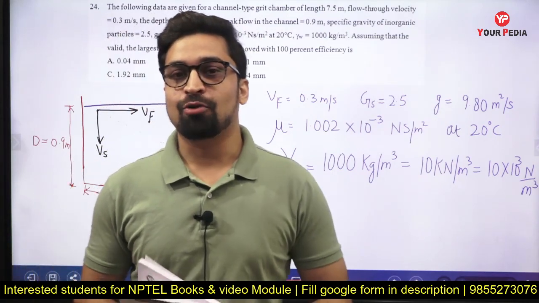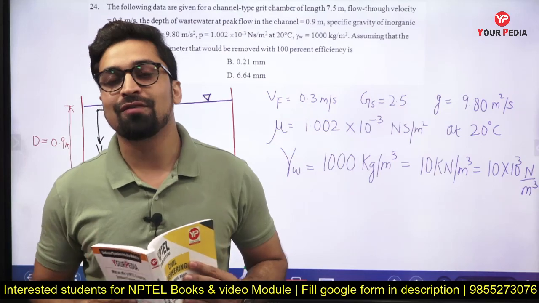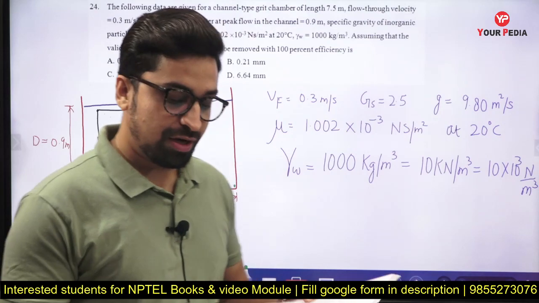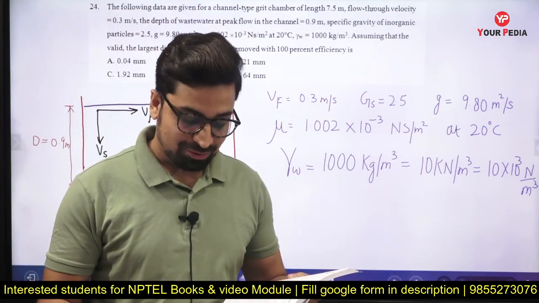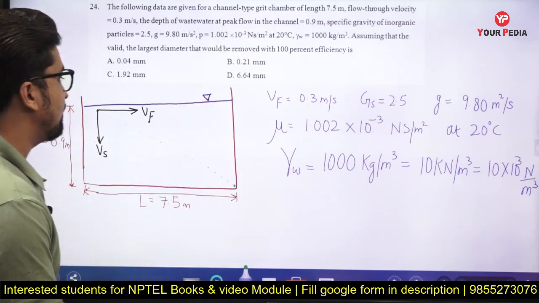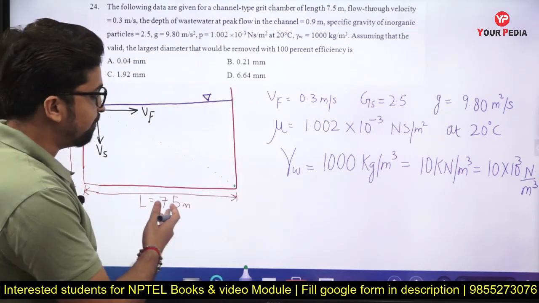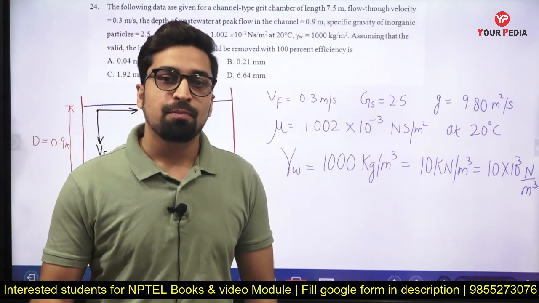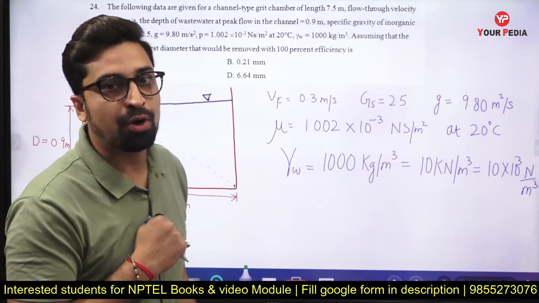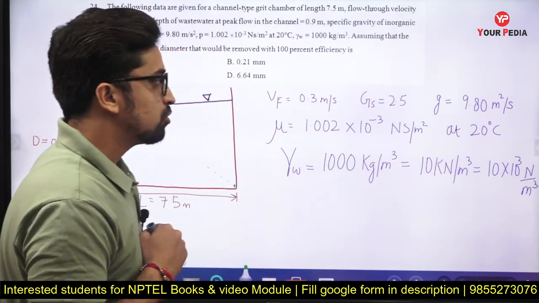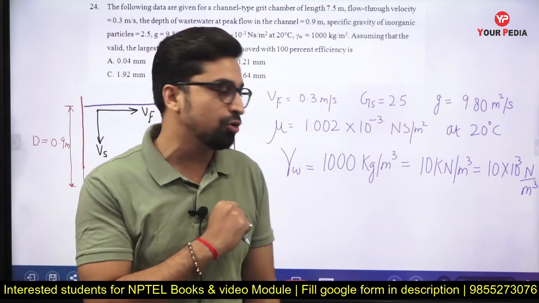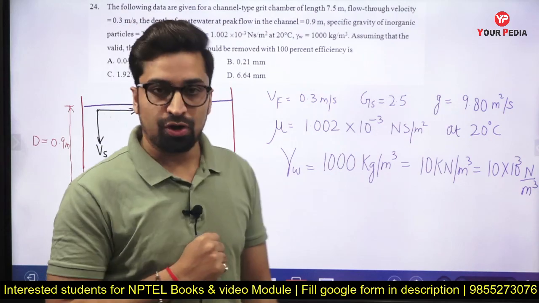Today I'll be taking a question from the NPTEL assignment booklet of civil engineering, from the topic environmental engineering, which is given on page number 141 as question number 24 of this booklet, right? In this question, they have given you a grit chamber of length 7.5 meter and depth 0.9 meter, and the velocity of flow is 0.3 meter per second, right? They have also provided you acceleration due to gravity values, dynamic viscosity values along with gamma of water, right?